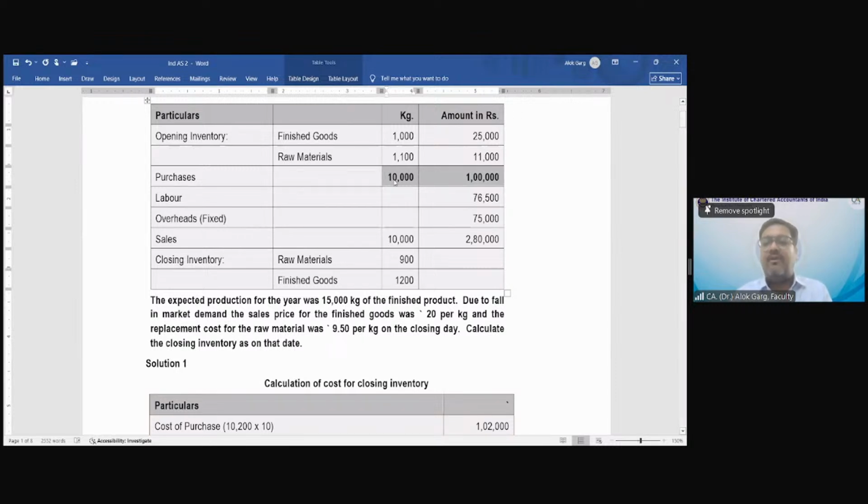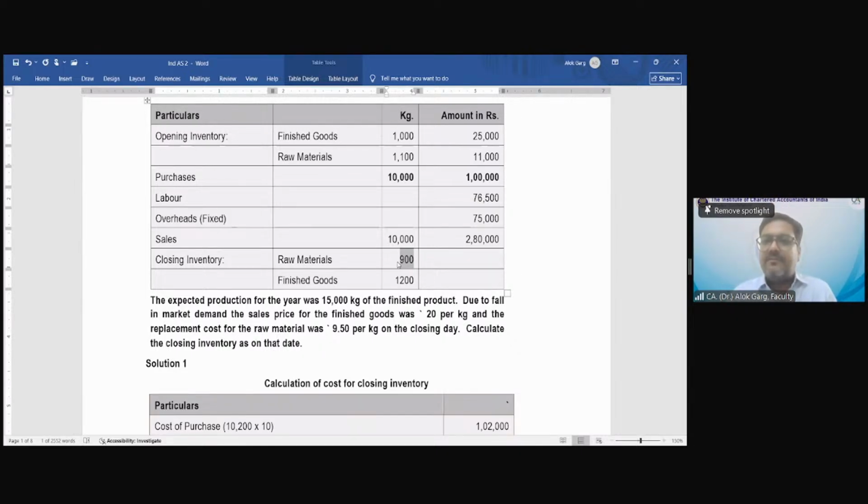But what would have been the raw material value? The opening raw material was 1,100 unit. Right? The closing raw material is 900 unit. So what was the raw material which was consumed? 10,200. And how have you computed this 10,200? Opening plus purchase minus closing. Opening was 1,100 plus purchase 10,000 minus closing 900. So 10,200 is the consumption of the inventory.